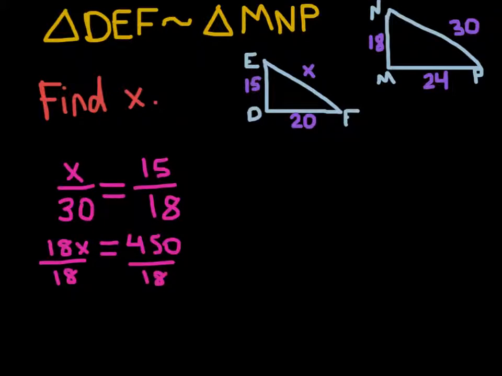And so 450, all right, and after we divide that, we get x is equal to 25. So that is my answer.